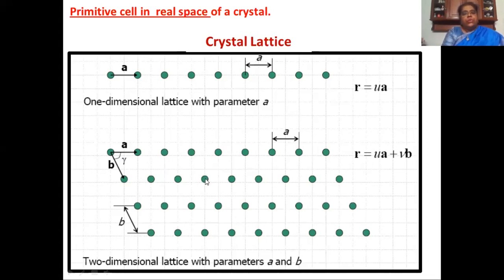So this point, how many units of A has it moved along the X direction? Suppose it has moved through 3, then U will be 3. And along the Y, if it has moved just 1 unit, then V is going to be 1 of B. And that's how we write the position vector in 2 dimensions.